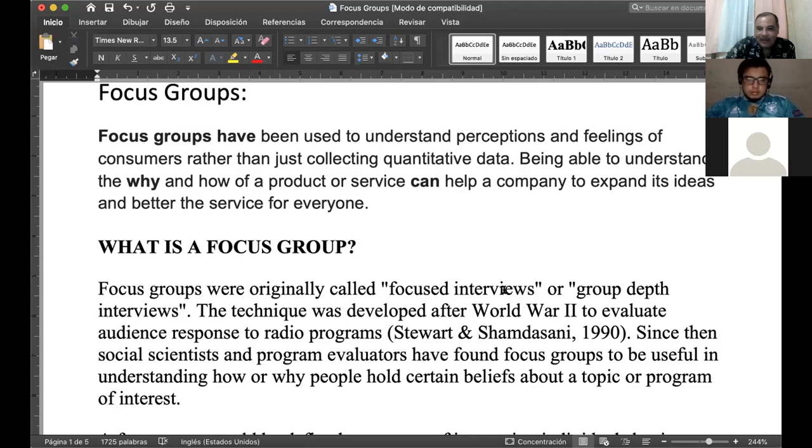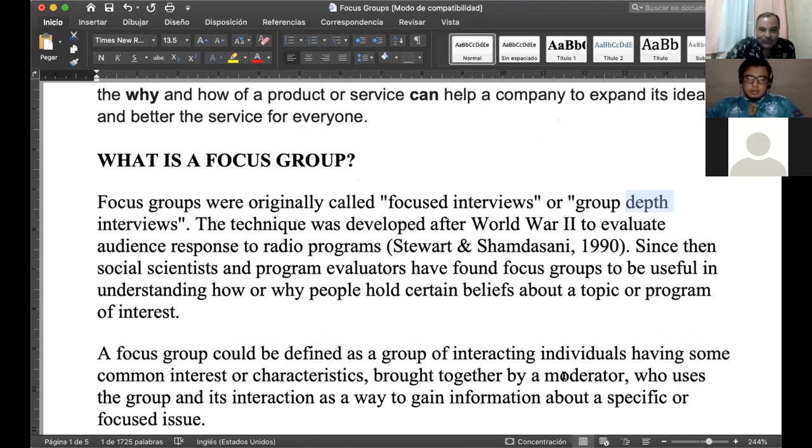Now, what is the meaning of depth? Depth. Profundidad. Deep is the adjective, profundo. And depth is the noun. Okay. More questions?